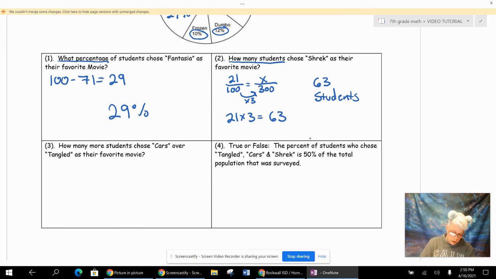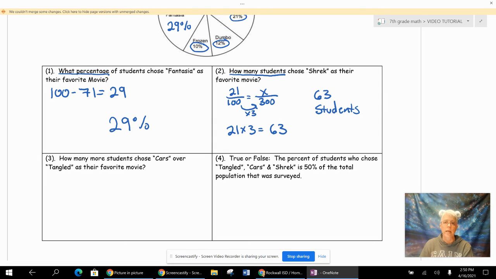Let's keep going. Cars, how many students chose cars over Tangled? Well, you know what I did in number 2? I could do that 2 times. I could find the number of students for cars, and then the number of students for Tangled, and then subtract those 2 numbers. But what's much easier is to subtract the percents and then just find the percent one time. Let me show you what I'm talking about.